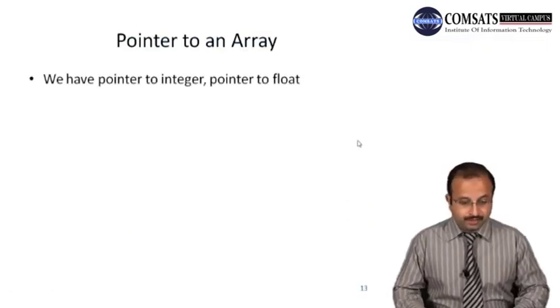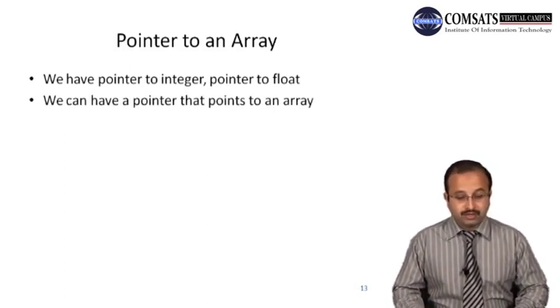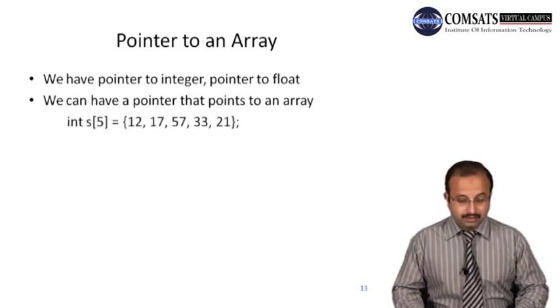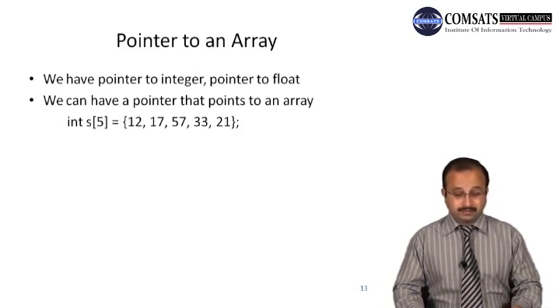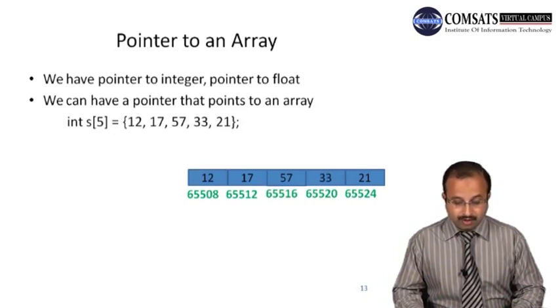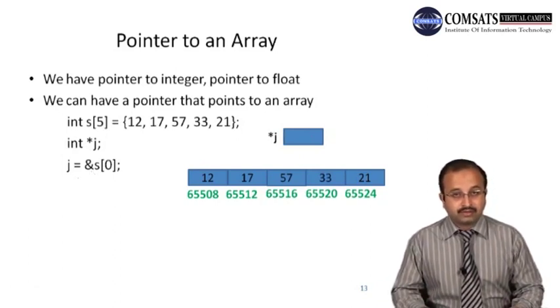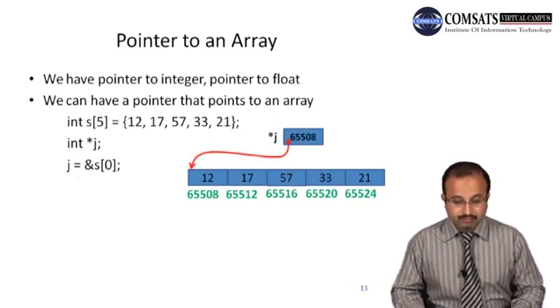Now pointer to an array. We have a pointer to integer and pointer to float. In the same mechanism, we can have a pointer that points to an array. So let's say this is an array S, a one-dimensional array S, that contains these 5 elements. This is the memory allocated for that array. Then we have memory allocated for a pointer, and we can write j is equal to s and then semicolon as well. Both are the same because s and s of 0 are the same thing. Both are the base address of that array, that is the address of the first element of that array. So now this pointer points to this memory location.